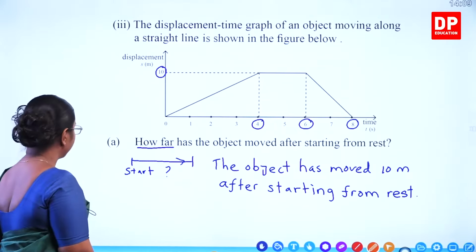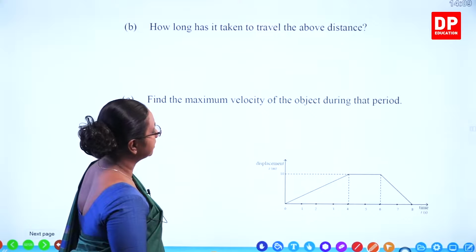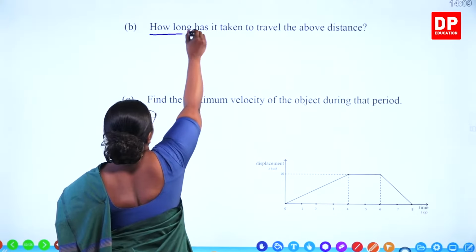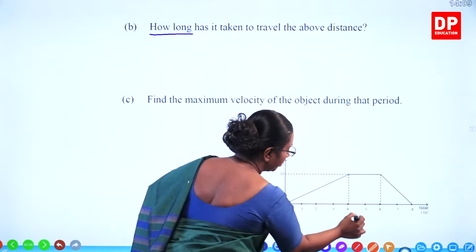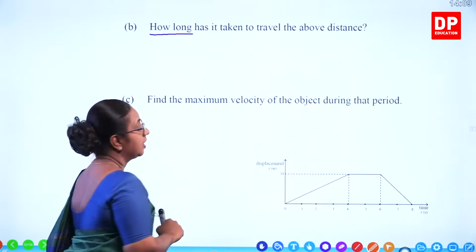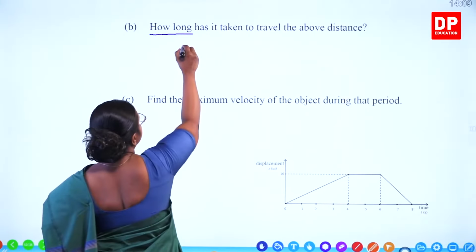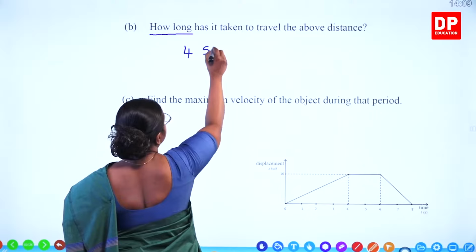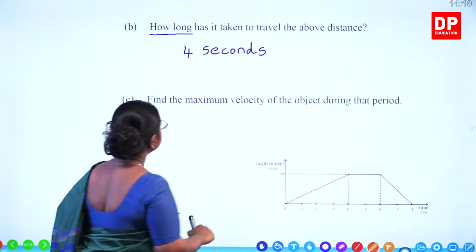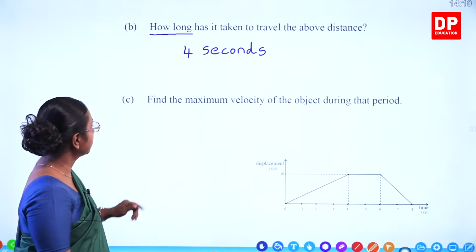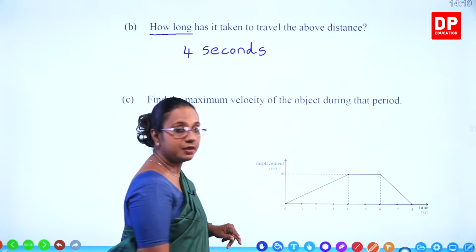Now the next question. How long has it taken to travel the above distance? So how long? The first distance, that is 10 meters, it took 4 seconds. We can write the answer as 4 seconds. Then the next question, find the maximum velocity of the object during that period.